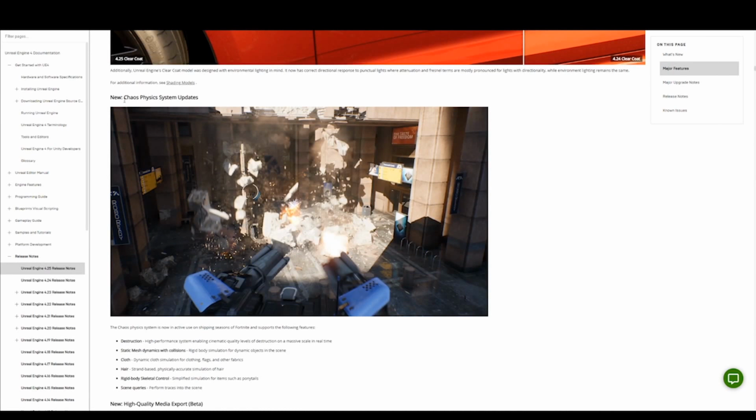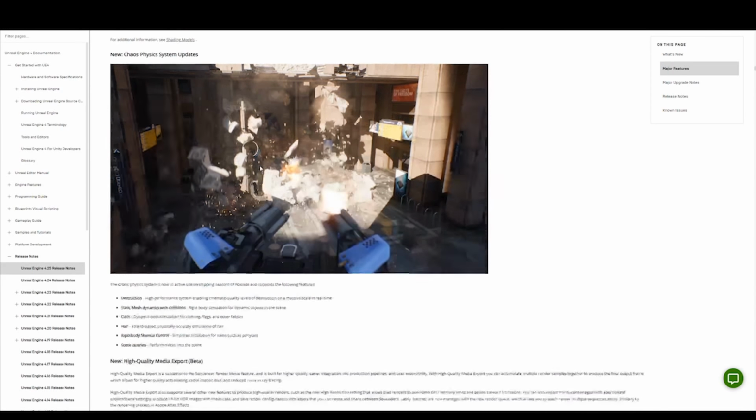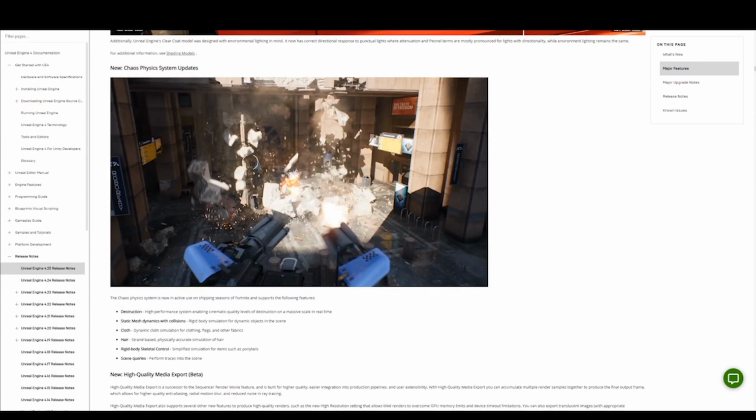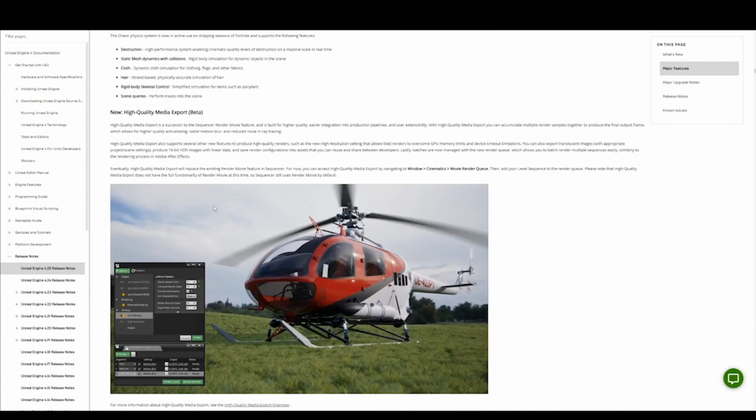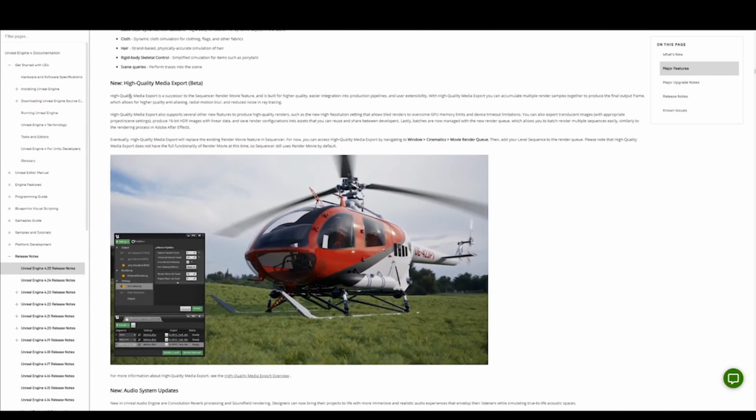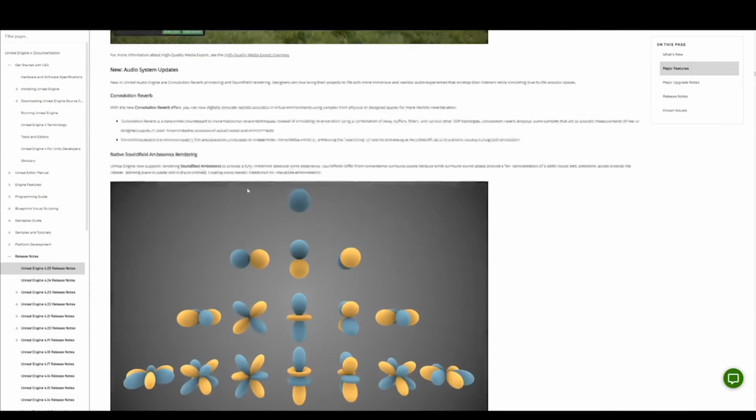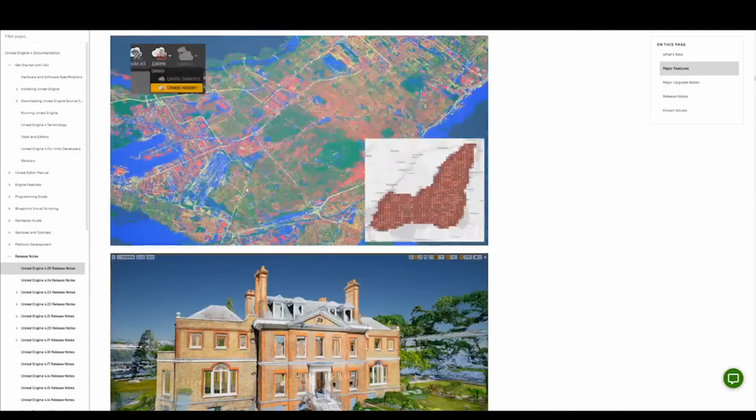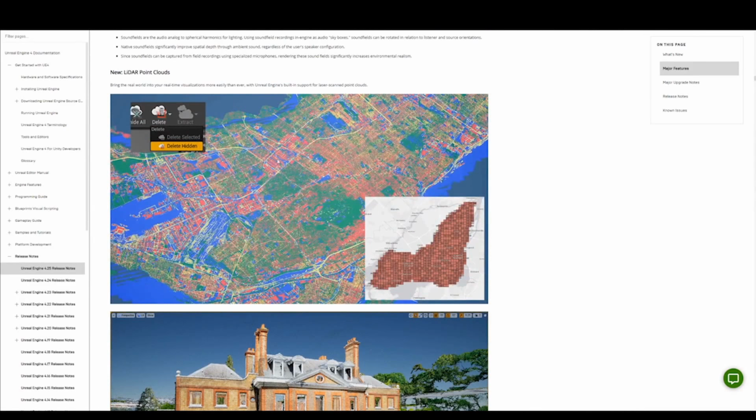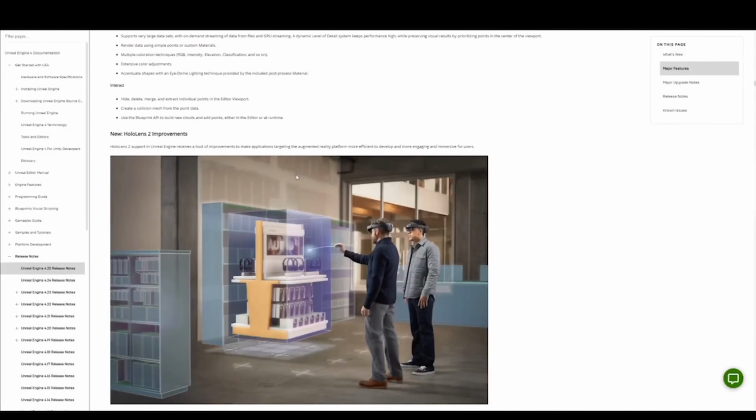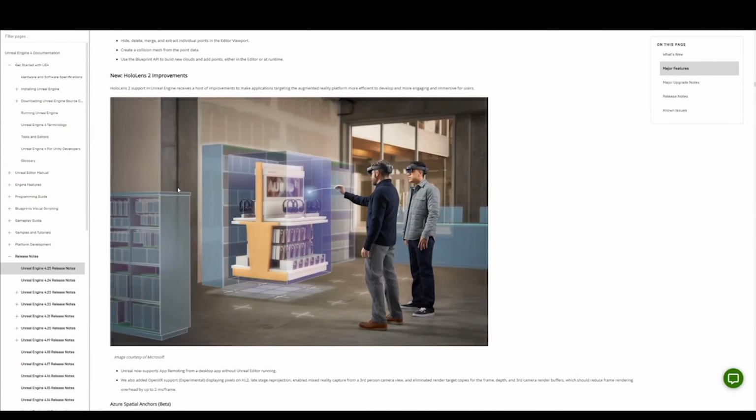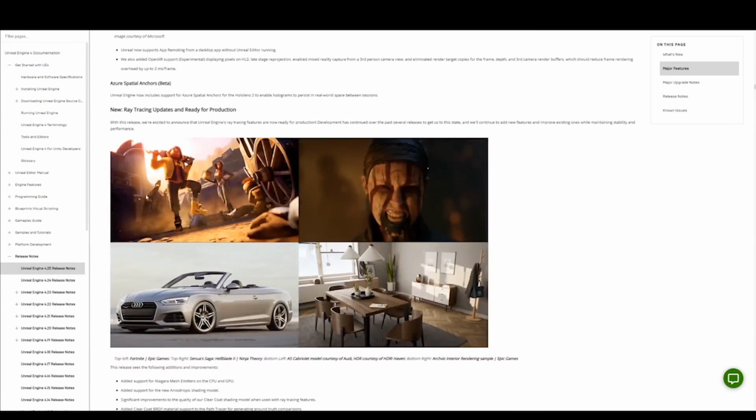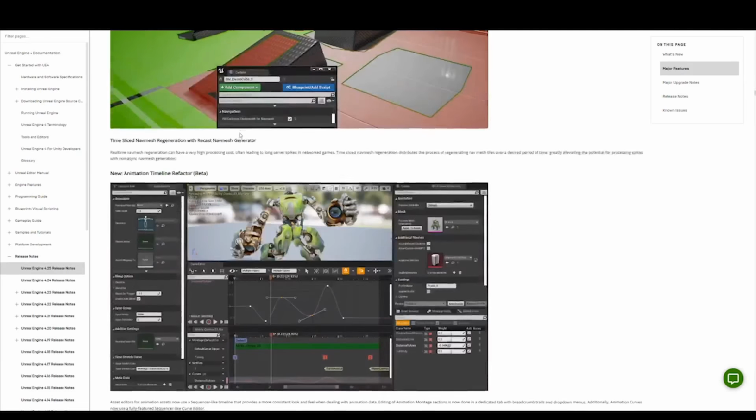Something I'm excited about is also the Chaos physics system, which got a nice major update and can be worked with inside of Unreal Engine 4.25. We also have the high quality media exporter. The audio system has gotten a major update. We also now have LiDAR support inside of Unreal Engine 4.25, improvements to the HoloLens 2 system, major improvements to the ray tracing system, improvements to AI.